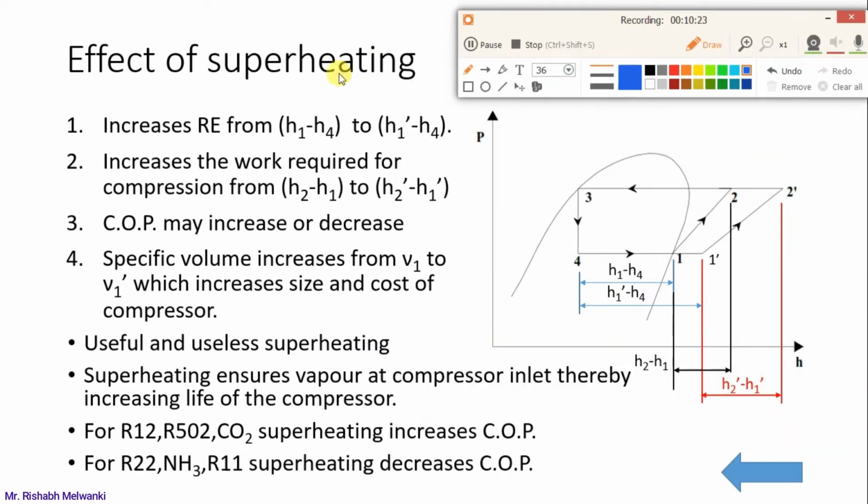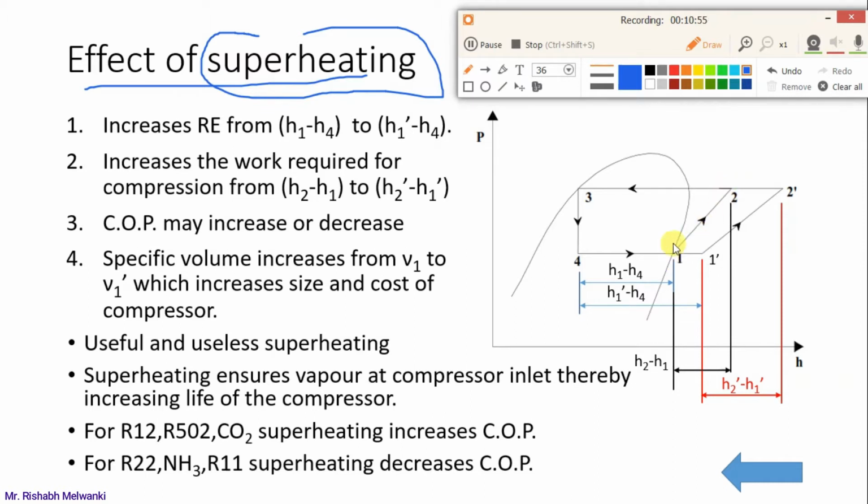Here you observe the effect of superheating. Now superheating is done in which component? Compressor. So we are going to talk about that here. You observe on the pH diagram, 1 to 2 process is isentropic compression, 2 to 3 is constant pressure heat rejection, 3 to 4 is isenthalpic throttling, and 4 to 1 is constant pressure heat absorption in the evaporator. Since we are going to talk about superheating, we are only going to talk about process 1 to 2, which is compression.